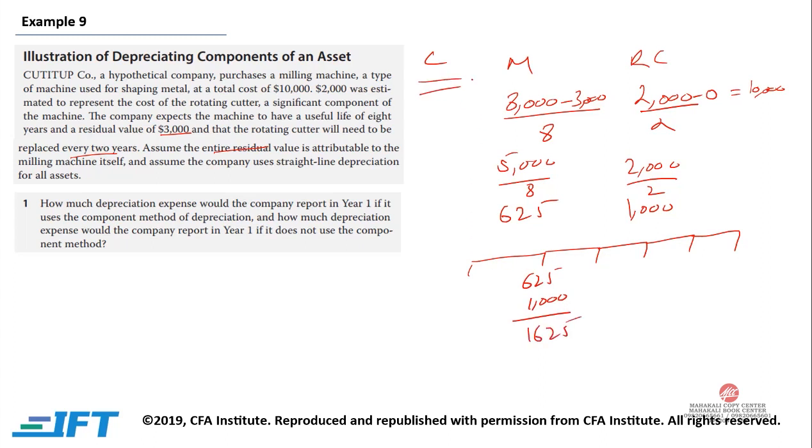So the total depreciation would be 1625. This is for the component method. If the component method is not used, it's quite simple: the total machinery is 10,000 minus 3,000, that is your residual value, the whole divided by 8 because this is the life of the mill. 7,000 divided by 8 would be 875. So for the component method, $1625 is your depreciation, and for not using the component method, it's 875.